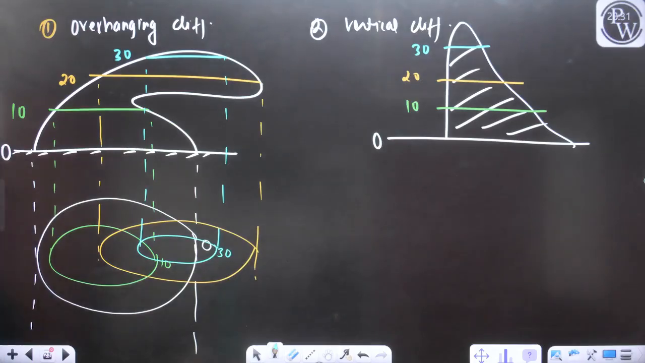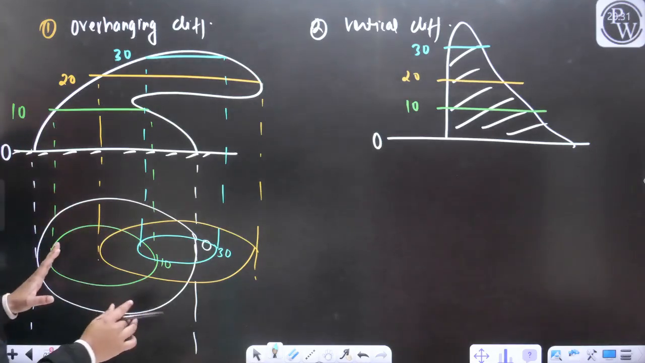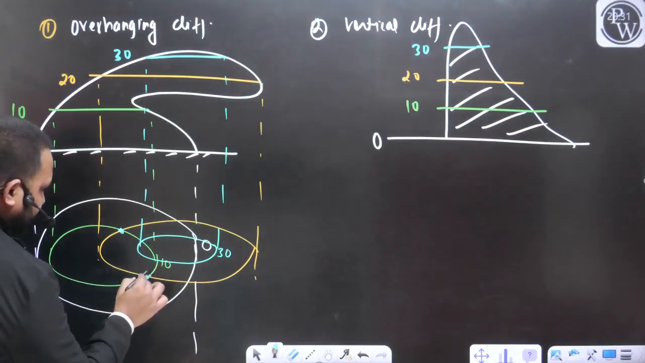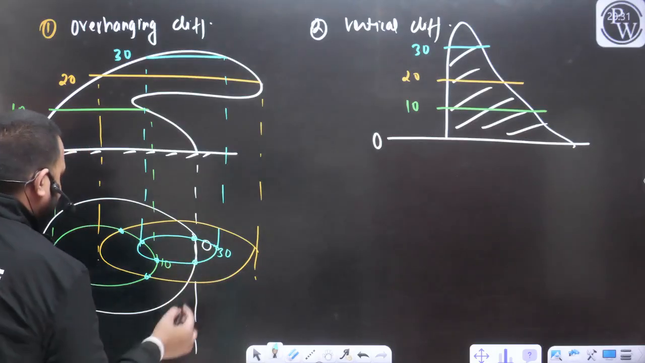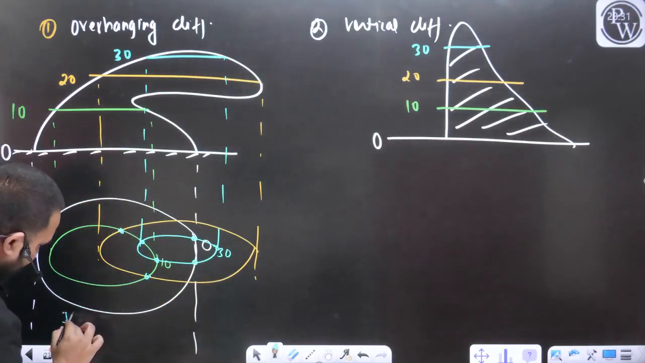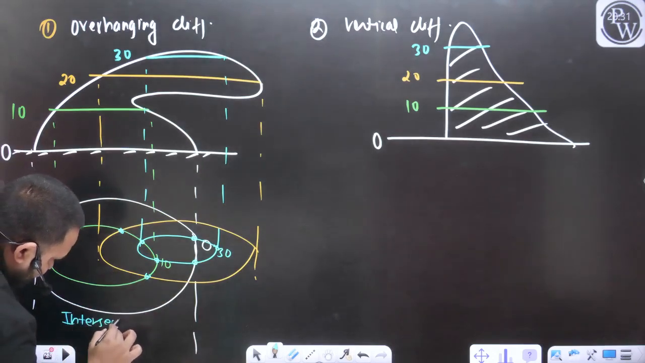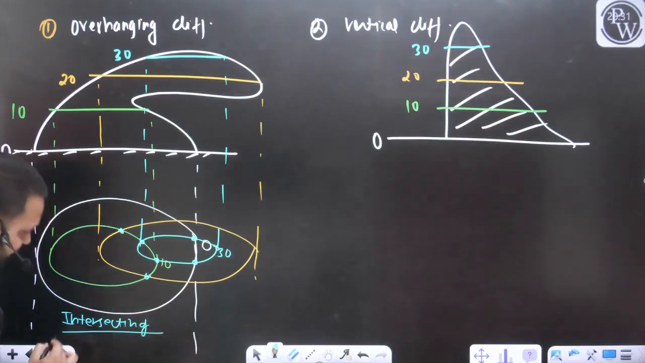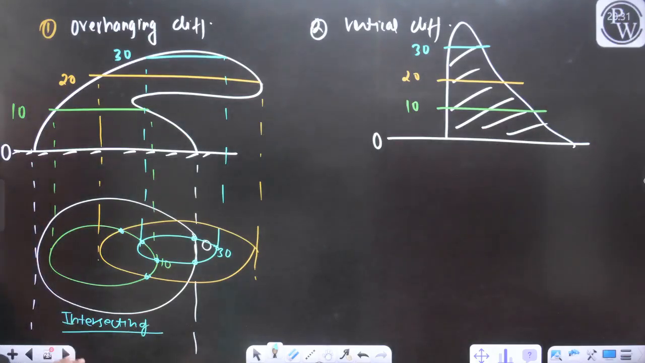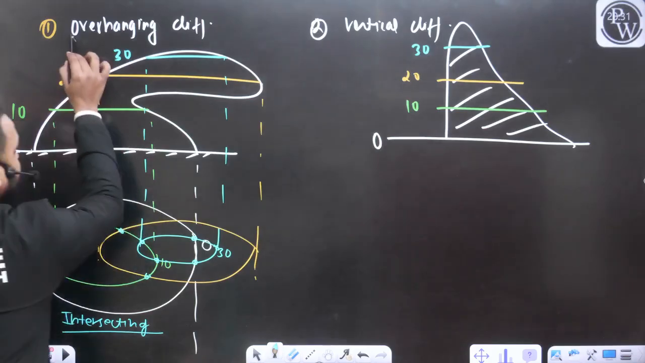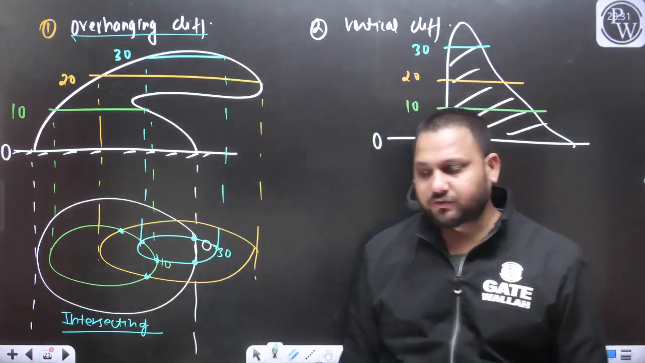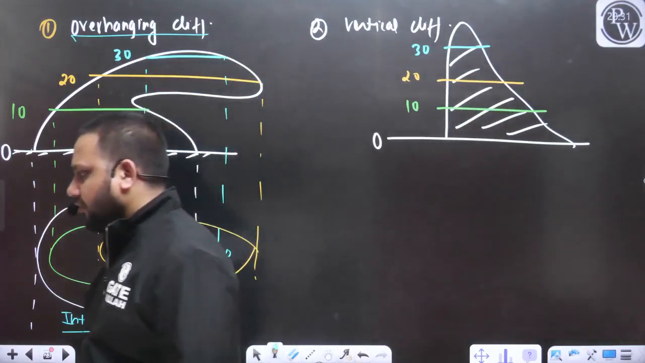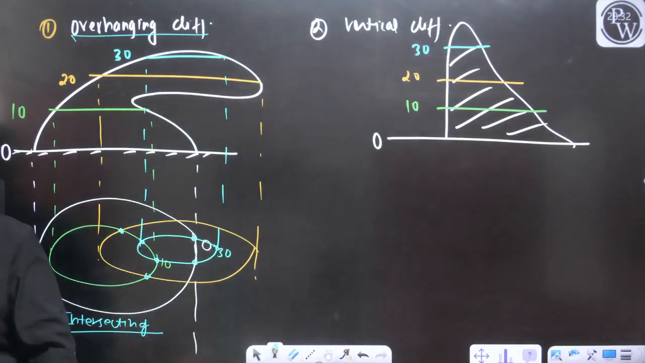As you can see in this diagram, in the case of an overhanging cliff, two contours having different elevations are intersecting. Yes or no? So the intersection of different contours having different values you will see in the case of an overhanging cliff.